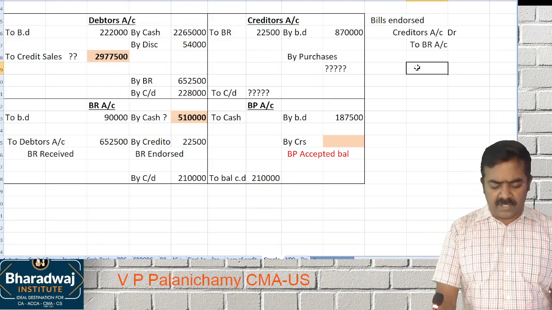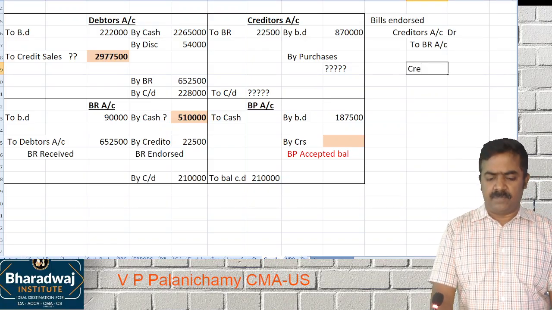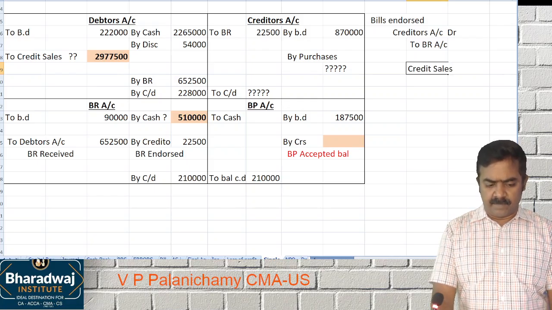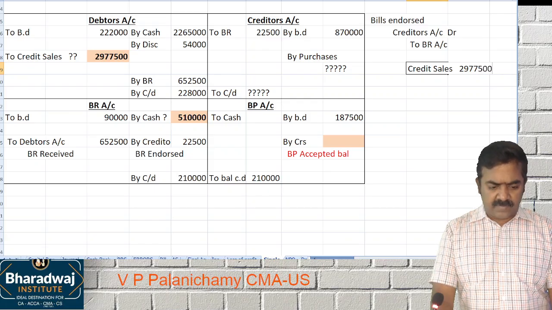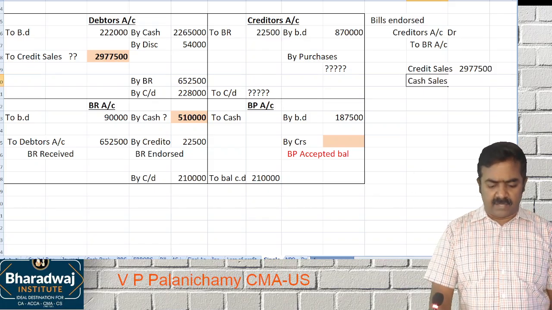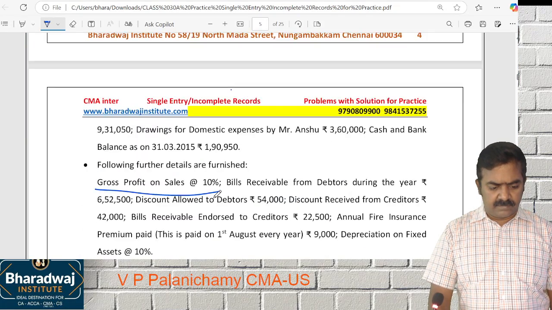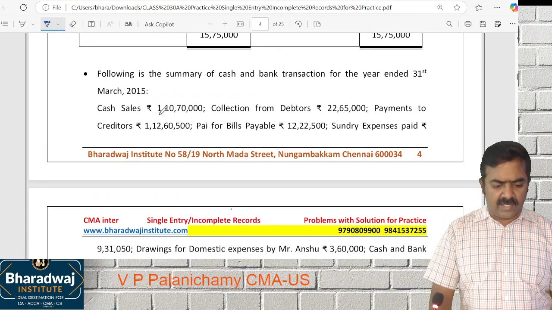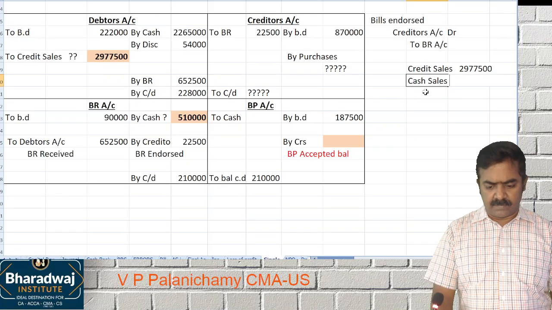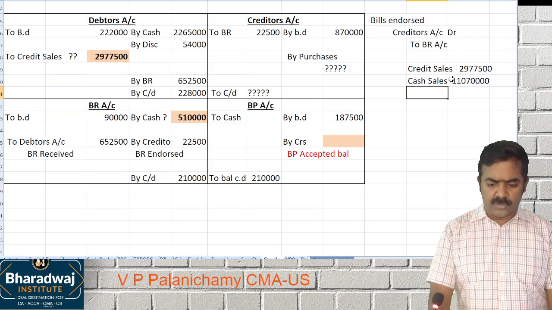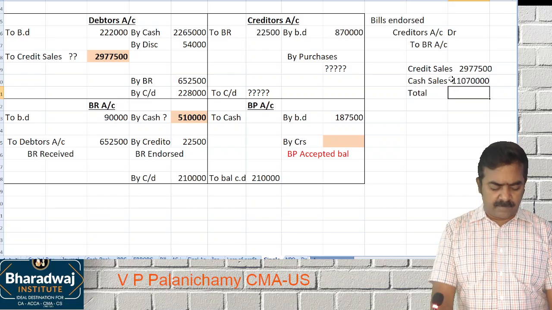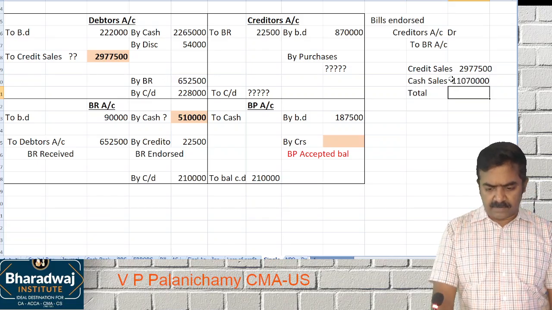I hope in the question we are given cash sales also. What is the credit sales? 29,77,500. Cash sales is given in the question directly: 1,10,70,000. So what is the total sales?